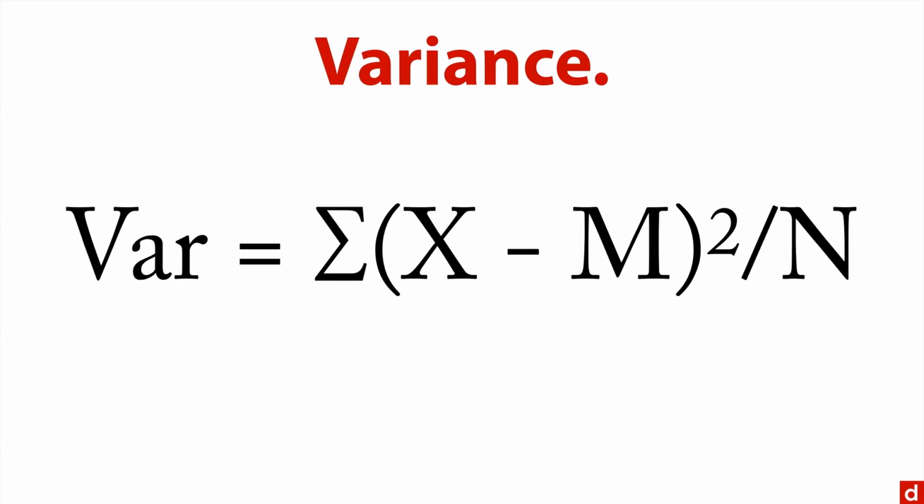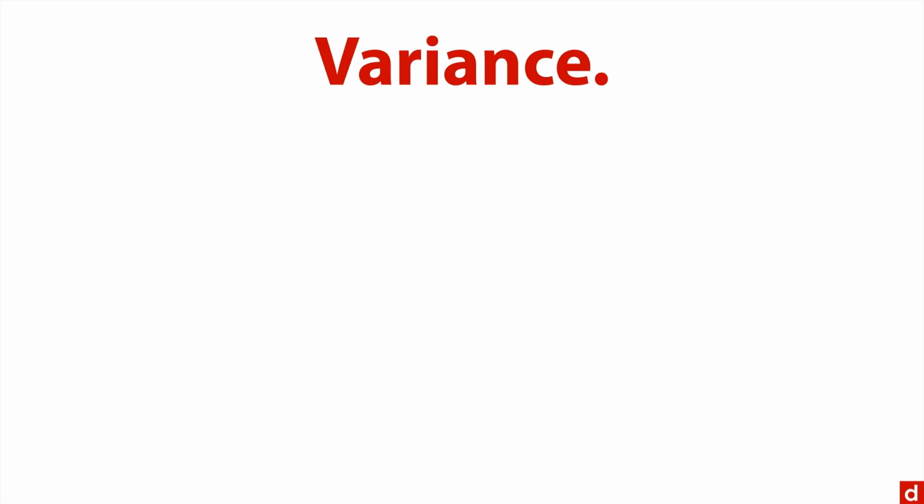And then you take that deviation and you square it, you add up all the deviations, and then you divide by the number. So the variance is the average squared deviation from the mean. I'll try to show you that graphically.